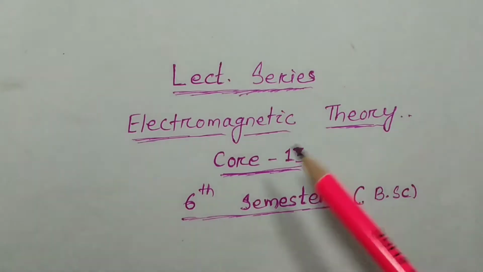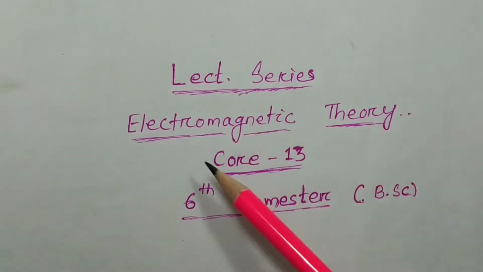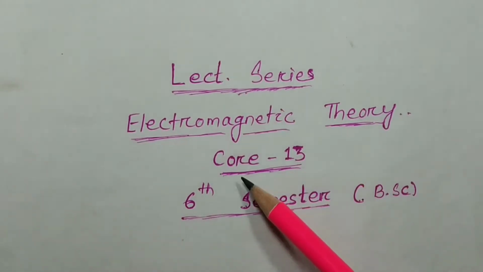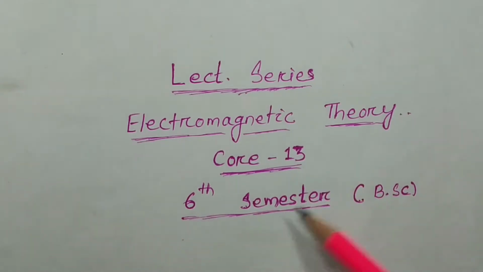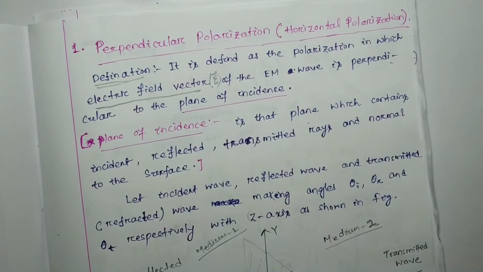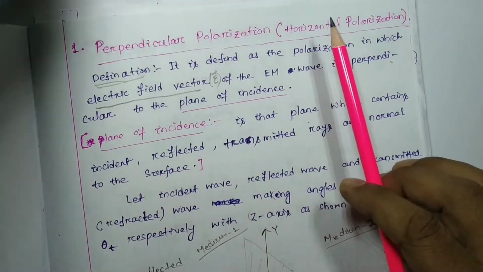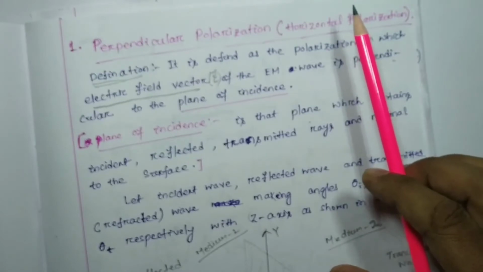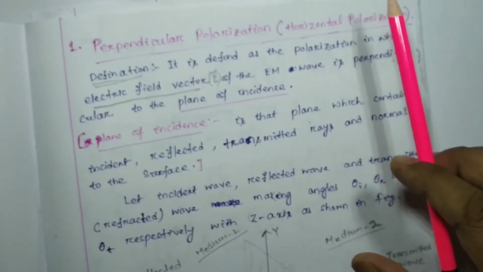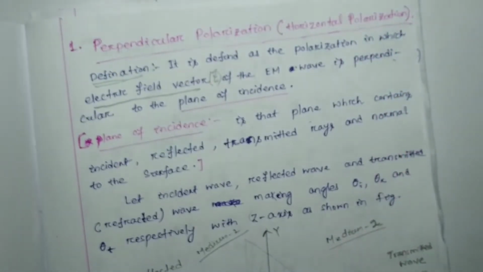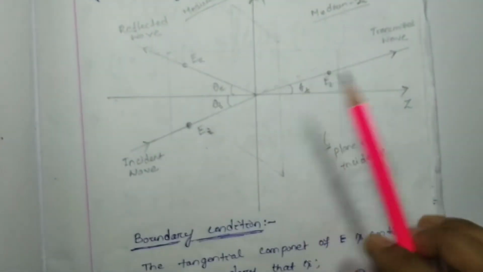I welcome all of you to our lecture series on electromagnetic theory, that is your Core Paper 13, belonging to the 6th semester BSc syllabus. In our last class we discussed perpendicular polarization or horizontal polarization for oblique incidence. This figure we have discussed in detail.